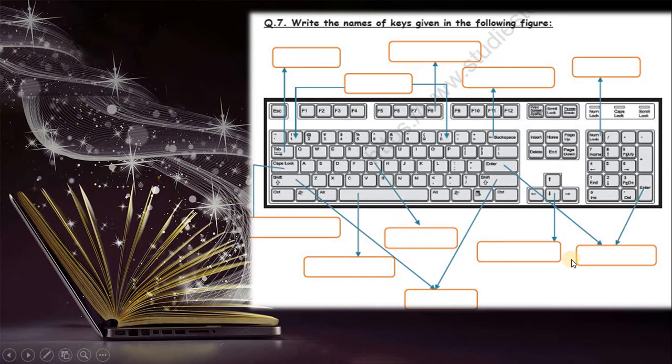Write the names of keys given in the following figure. This we also did in the previous lecture, correct? If you do not remember, then you have to give the answer, because you must remember these keyboard keys. It is most important that you identify the keys on the keyboard and know their uses. Which key is used for enter, which key is used for a space, which key is used for writing in capital letters, right? So let's start.